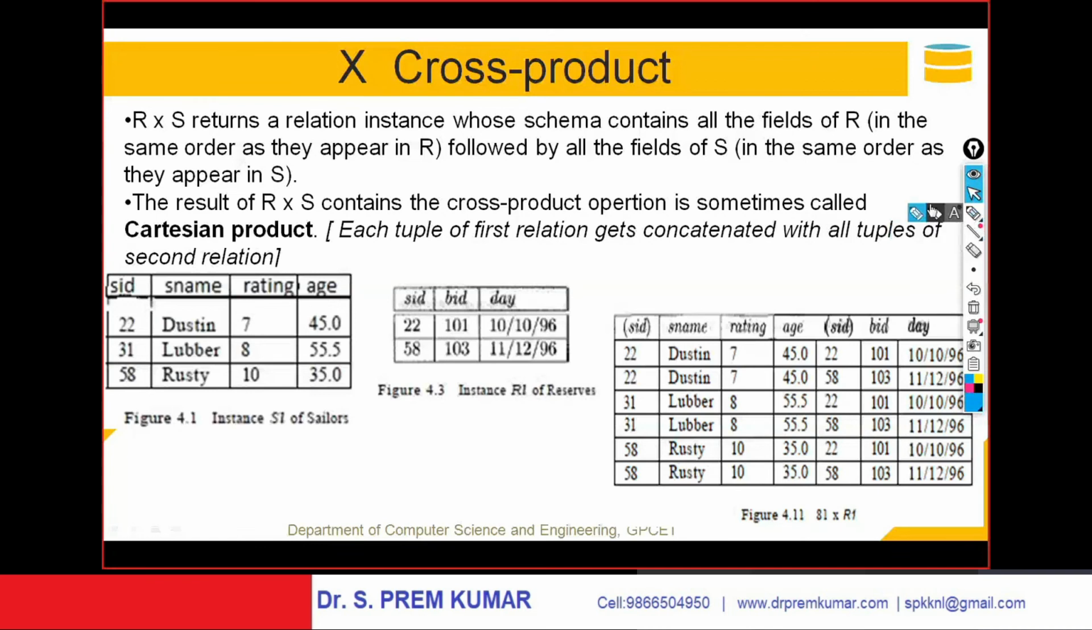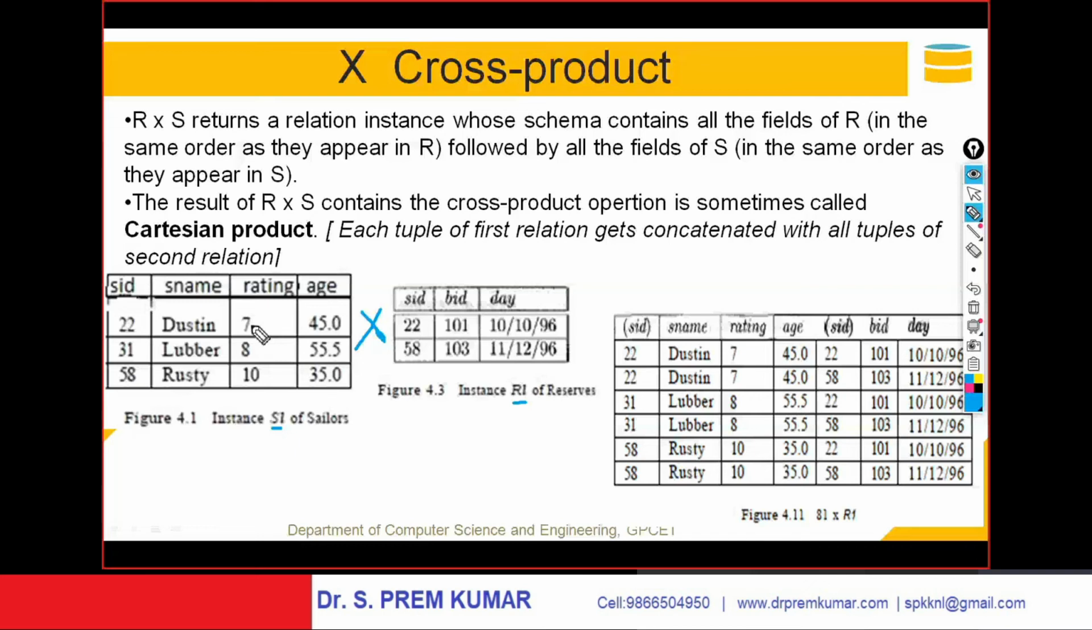There is a concept called cross product. Suppose S1 is one relation and R1 is another relation. When I say S1 into R1, this is called cross product. Listen carefully.